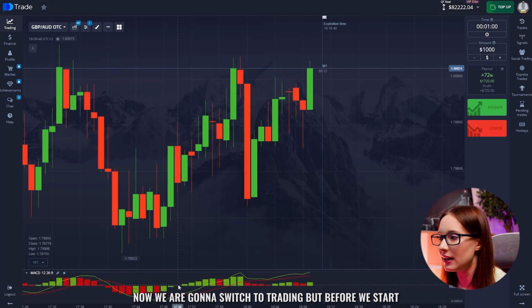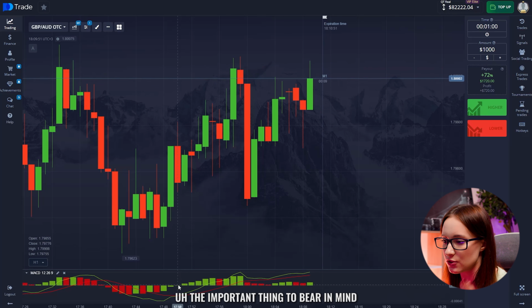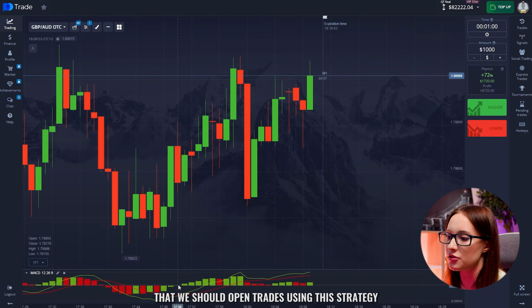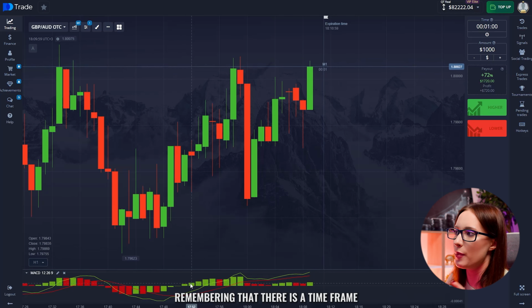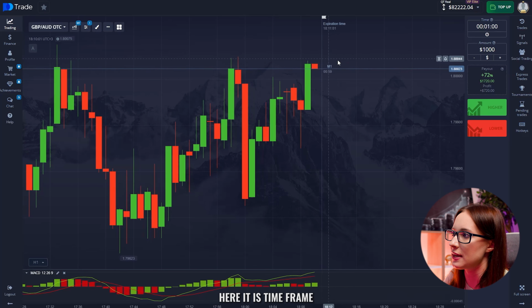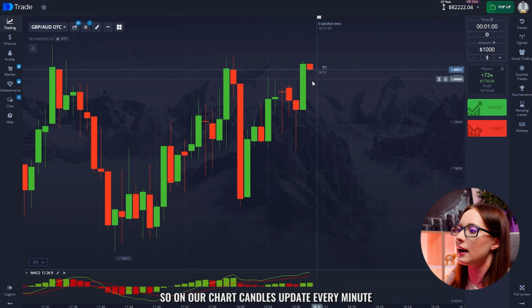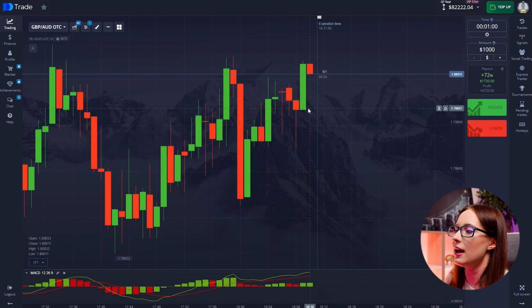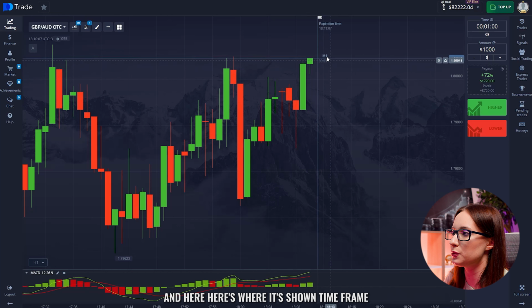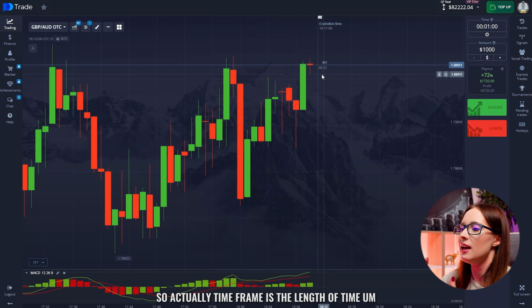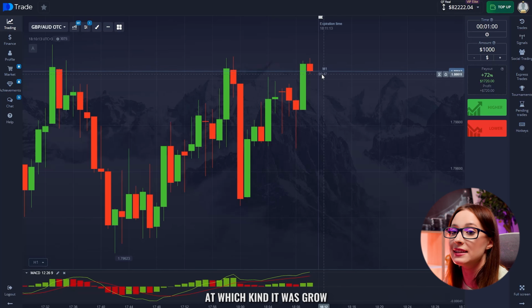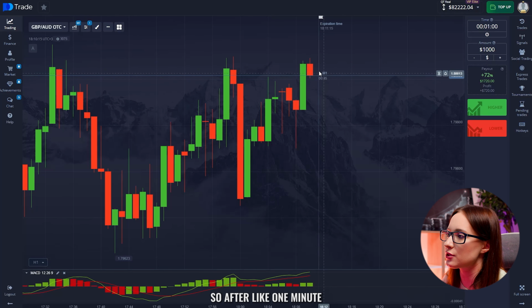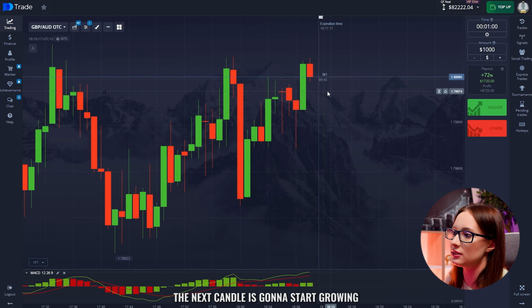But before we start, the important thing to bear in mind is that we should open trades using this strategy when we see a crossover. Wait for a confirmation candle, remembering that there is a time frame. Here it is, time frame. On our chart, candles update every minute, and here's where it's shown. Time frame is the length of time over which candles grow. So after 1 minute, the next candle is going to start growing.